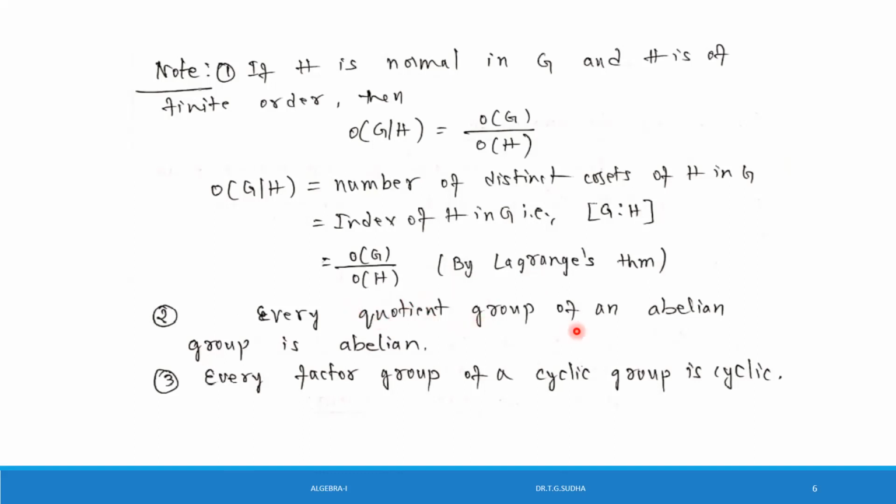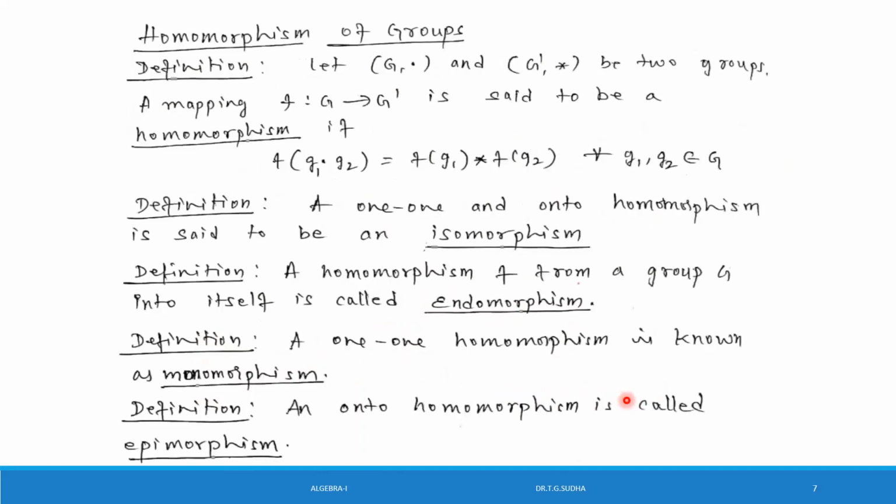Every quotient group of an abelian group is also abelian. Every factor group of a cyclic group is cyclic. Let us move on to the homomorphism of groups.